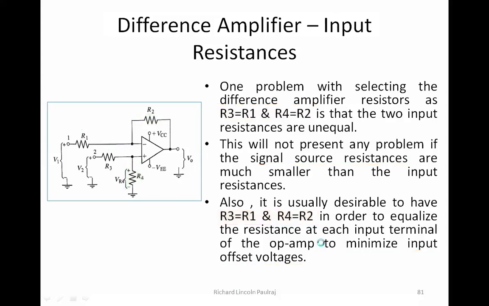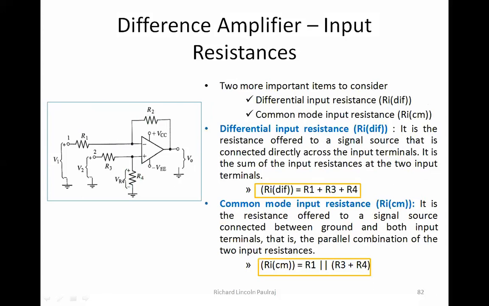Okay, so moving on, we have some formulas. There are two important things to be considered. The first one is called differential input resistance, and the other one is common mode input resistance. You would have studied this in your basic electronics, right? Differential input, common mode input. The resistances associated with these combinations are called differential input resistance and common mode input resistance.